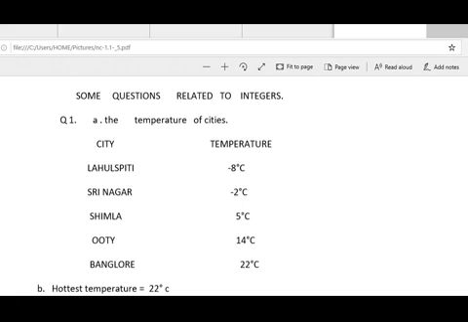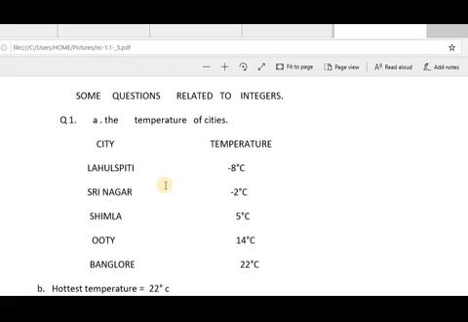Hello students, from today onwards we are going to revise all the answers of the questions of exercise 1.1. So we go from question number 1. Here it is asked that there is a number line on which temperatures of some cities are given. So you have to tabulate them in your copy.